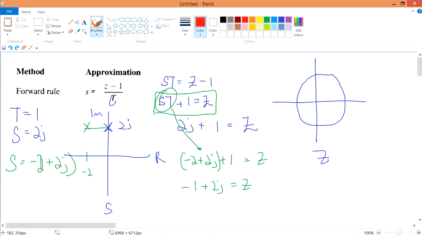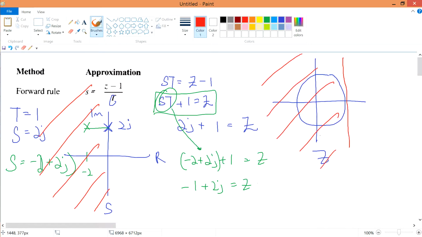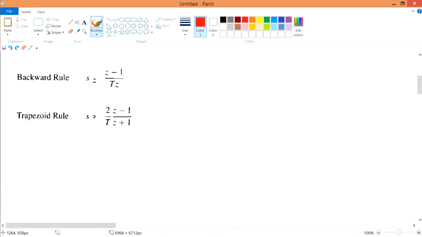So we can say that for the forward rule, all this left half plane will be all plotted over here when it is in the z domain. This is only for the case when you're talking about the forward rule, not forward loop. Why do I keep saying forward loop? This is the forward Euler's forward rule. For this case, this is not very good, right? So therefore, let's go on to the backward.